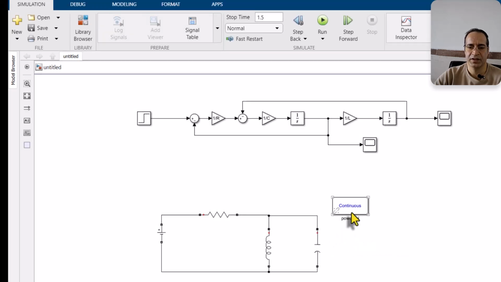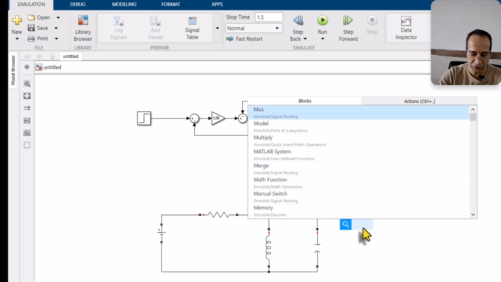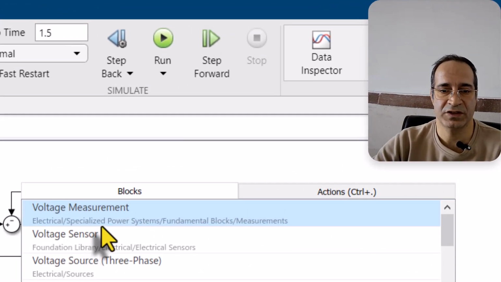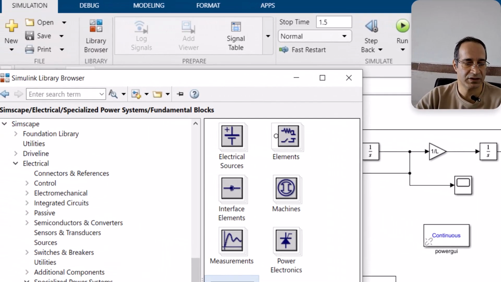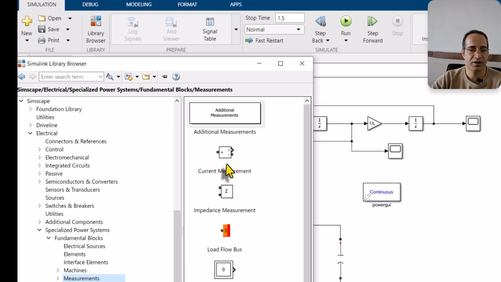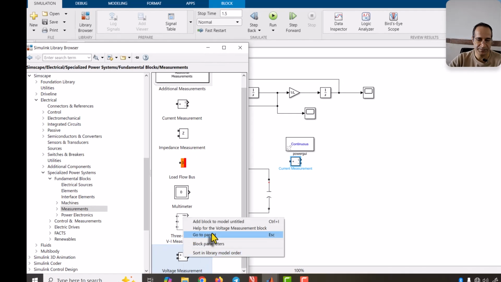Oh, it's working. Great. But I need to measure the voltage and current, voltage of the capacitor and current of this inductor. In order to make these measurements, I need to go to measurements, voltage measurement. It is in specialized fundamental blocks, measurements. Let's go back to library browser. Specialized power system measurements are here. I need a current measurement and a voltage measurement.